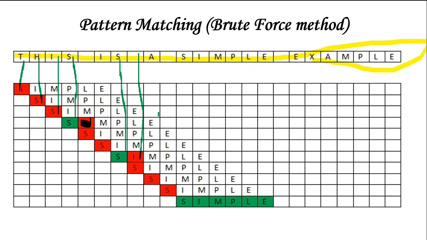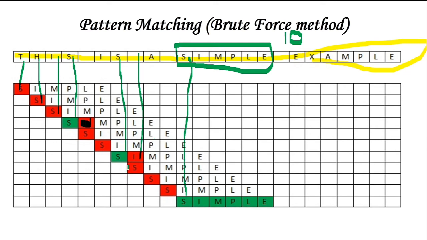Once again shift it until you get over here. Now if you consider this, S is matched with S, next I is matched with I, M is matched with M, and till E you have got. So this is the place where your pattern is present, right? So I will take its position 0, 1, 2, 3, 4, 5, 6, 7, 8, 9, and 10. So 10 is the position where you have the pattern simple. So this is how you are going to do the pattern matching.